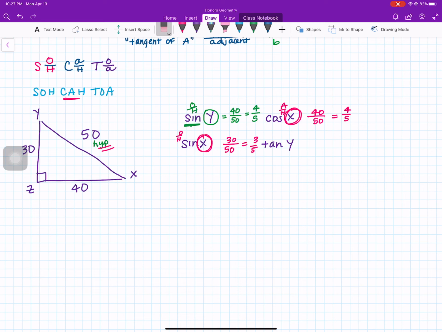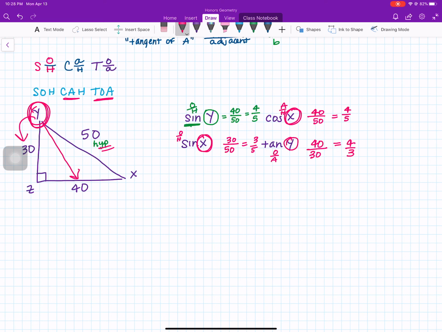This last one says tangent of y. So that means we're changing our perspective and we're changing our ratio. Tangent is opposite over adjacent. And I'm looking at angle y. So I'm back over here looking at angle y. The opposite side of angle y is 40. The adjacent side to y is 30. So this is 40 over 30, which is 4/3.